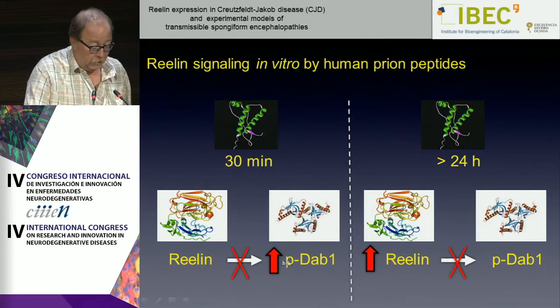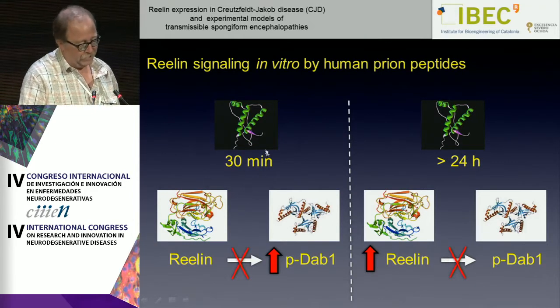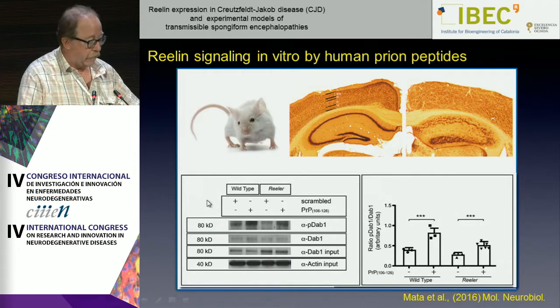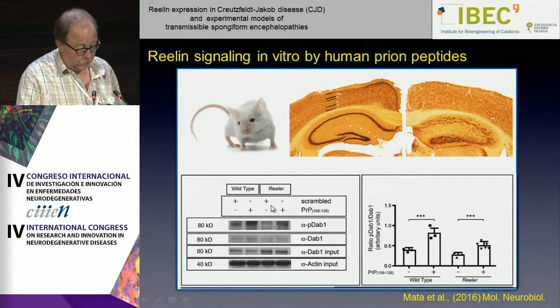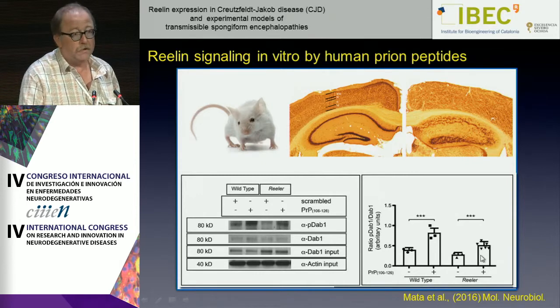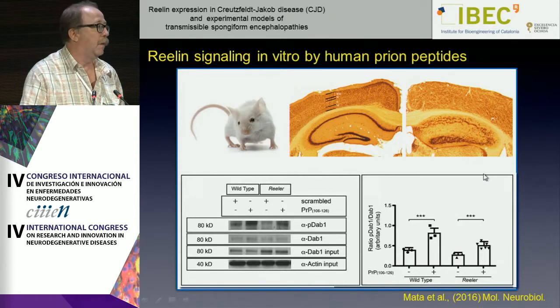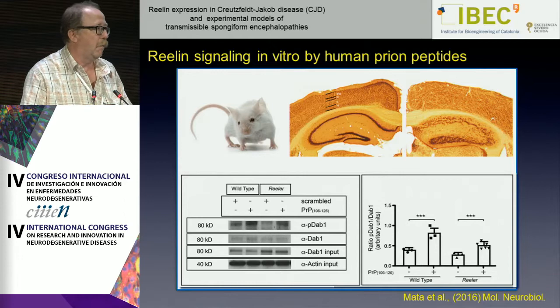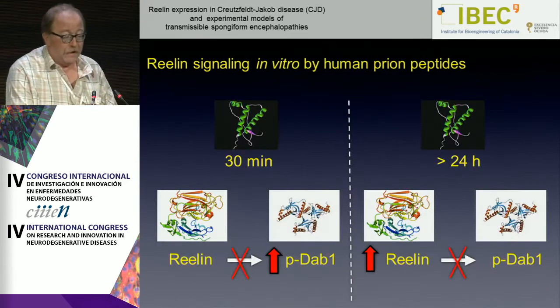So we next moved to check this, and with the help of Eduardo Soriano, who gave us the reelin knockout mice, the natural knockout mice for reelin, we prepared primary cultures and incubated with the peptides. We observed that there is an increase of DAB1 phosphorylation in these mice in the absence of reelin. So it seems very clear that DAB1 phosphorylation does not correlate with the level of reelin, and reelin does not play a role here. But what happened with the second phase?